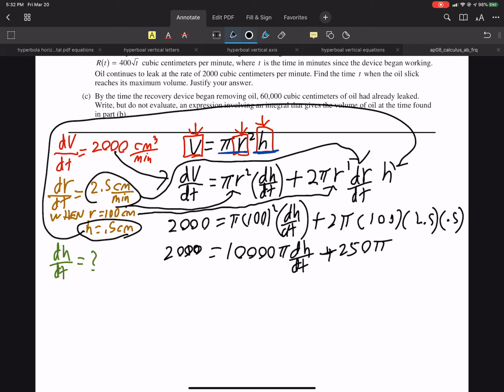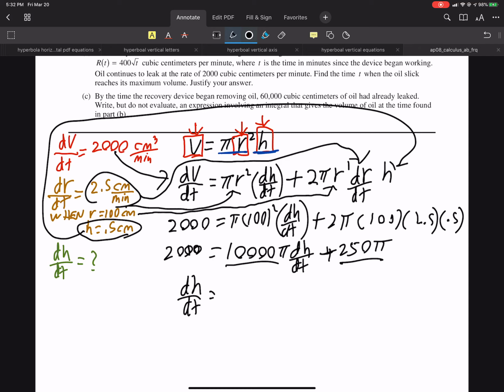Now, I'm just going to do my calculator. I'm going to subtract that, then divide by that. And my dh dt hopefully comes out with the right answer. So I'm going to do 2,000 minus 250 pi. And I'm going to divide that by 10,000 pi.